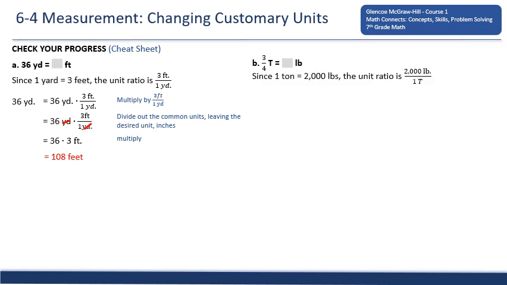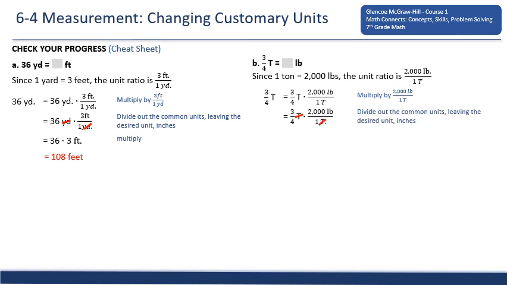3/4 tons equals how many pounds? Since 1 ton equals 2,000 pounds, the unit ratio is 2,000 pounds over 1 ton. So we get 3/4 ton times 2,000 pounds over 1 ton. We cancel out the common units. We get 3/4 times 2,000 pounds. And if we multiply, we'll get 6,000 pounds over 4, which we can simplify to 1,500 pounds.